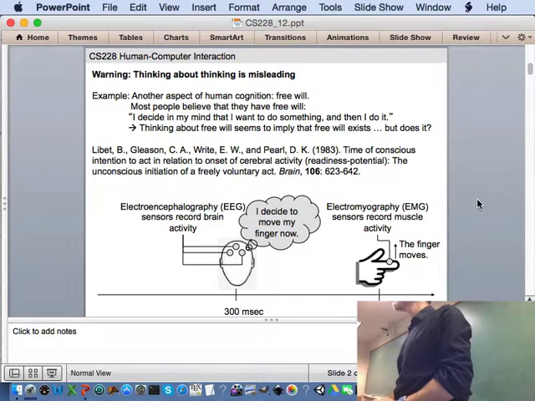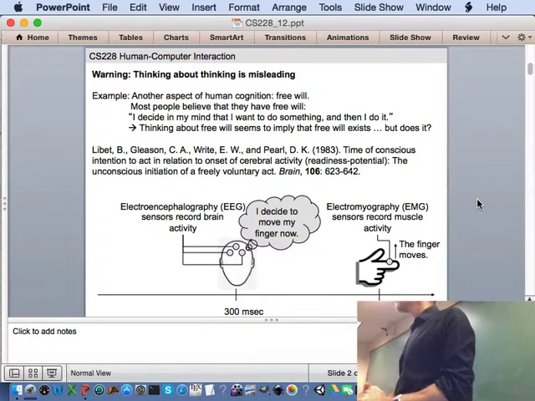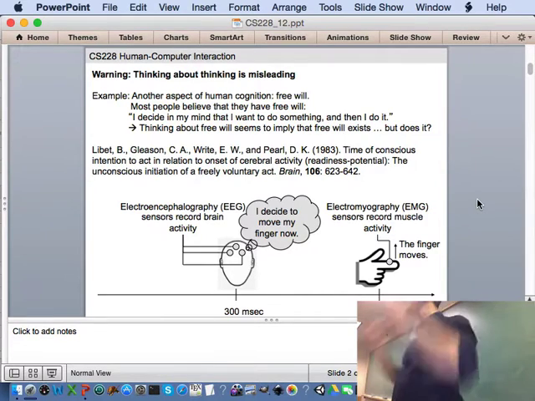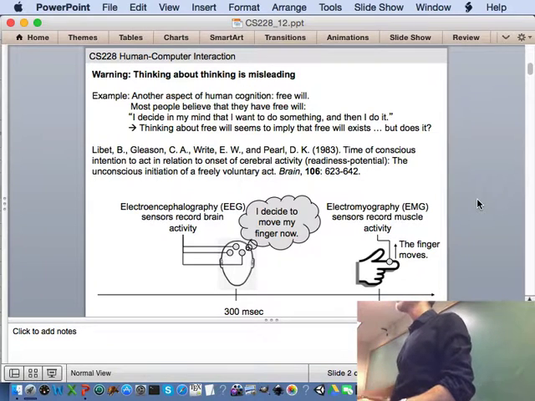Has anyone seen the Libet experiment before? No? Okay. You should enjoy this. All right. Libet and his colleagues invited a bunch of human subjects into the lab, and they were instrumented with EEG and EMG. So an EEG band is something you can wear on your head, and it's able to pick up electrical activity at the surface of your brain. It's not so good at getting signals at the interior of the brain.